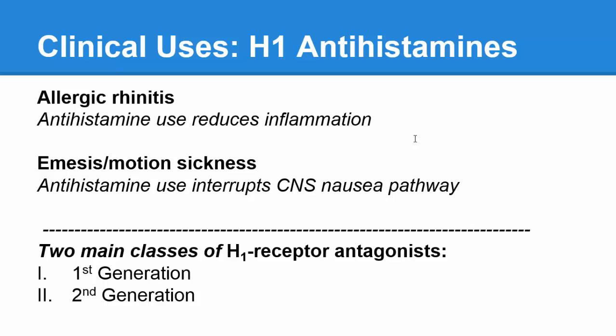This introduces the need for the use of H1 histamine receptor antagonists for people who experience conditions such as allergic rhinitis and motion sickness. The H1 receptor antagonist works to reduce the symptoms of inflammation and can interrupt the nausea pathway. There are 2 main classes of H1 antihistamine, first generation and second generation.